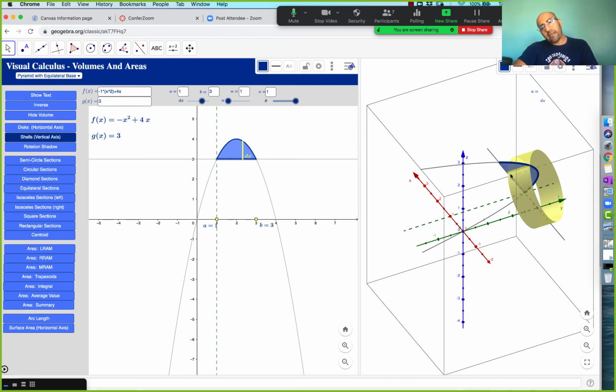Now, the height of that shell is going to be equal to this height right here. Good? So the distance between the line y equals 3 and the top of my parabola, that's going to be the height of this thing. And then the last thing I need is how long it is, and the length of it is the perimeter of this shell.